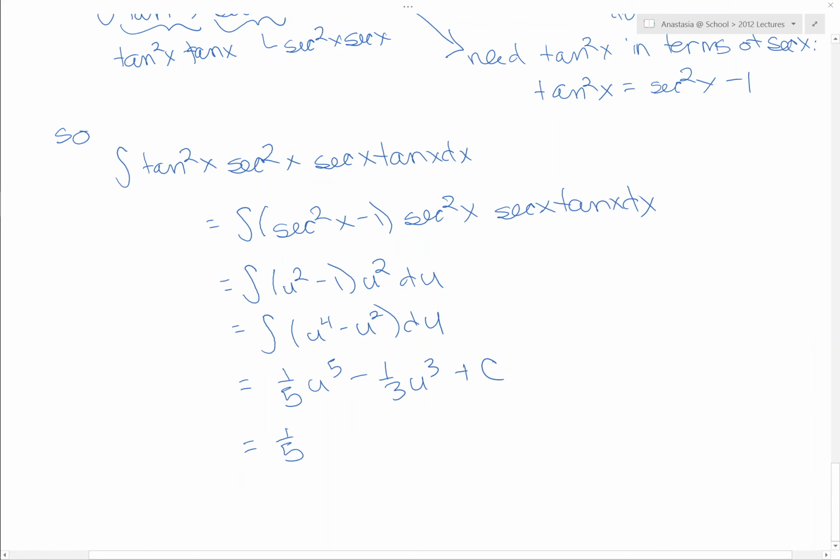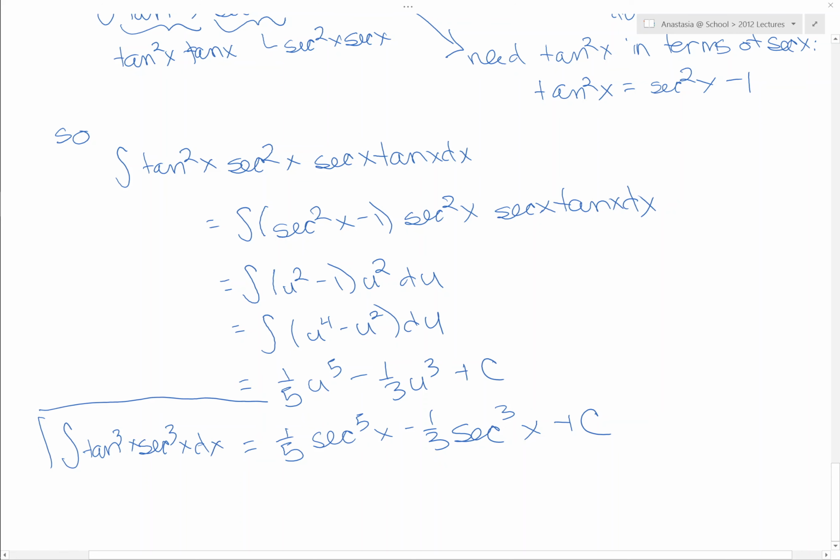Our last step is to substitute back in for u, so that is going to be 1/5 secant to the 5th x minus 1/3 secant cubed x plus c. So our final answer is that the integral of tangent cubed x secant cubed x dx is equal to 1/5 secant to the 5th x minus 1/3 secant cubed x plus c.